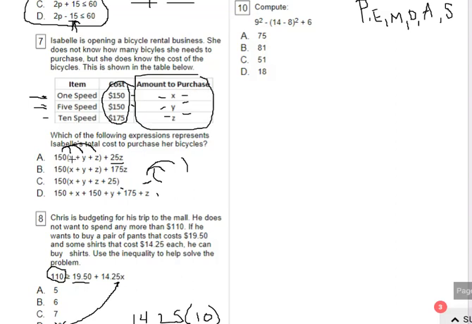the amount purchased. So 150 times, let's say 5 bikes, and then 150 times another 5 bikes, and then let's say they buy 10 speeds. That's 10 times 150. Once again, the distributive property, you can see they're multiplying the number outside of the parentheses. But what really throws you off, and as you know the 10 speed is 25 more, is this additional 25Z, because as you can see there's a difference of $25 from 150 to 175.